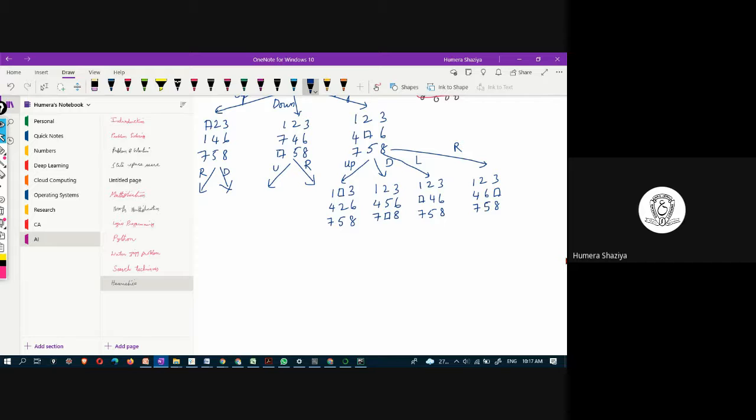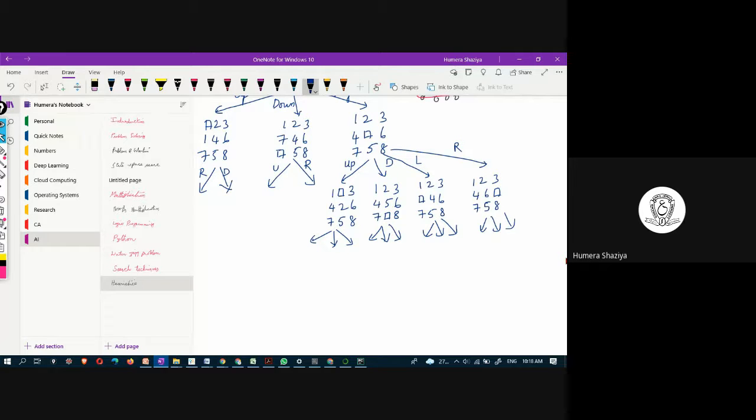When we look at the first successor, there are three moves possible. Here there are three moves possible. Out of these three moves, one is the solution. Here also three. Here three.